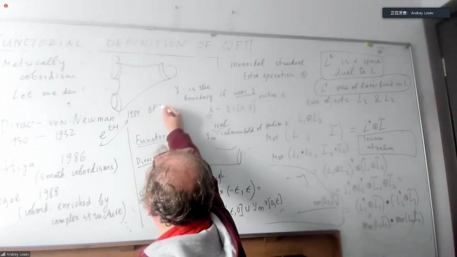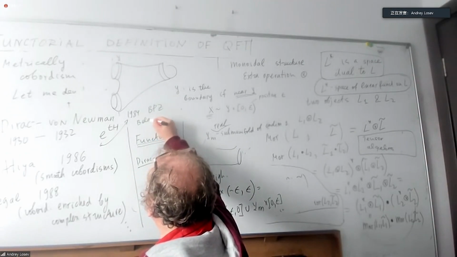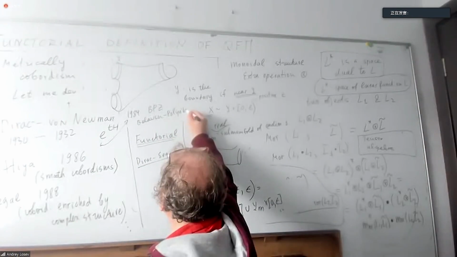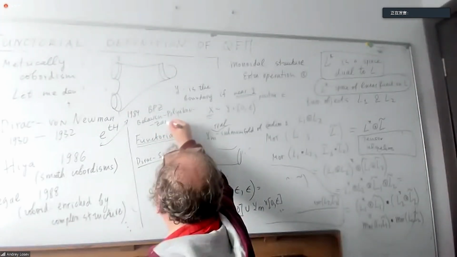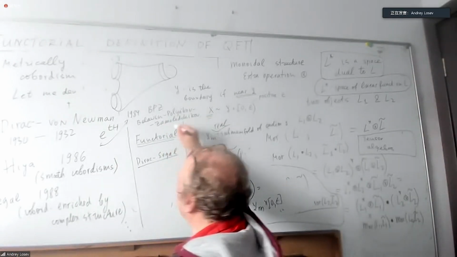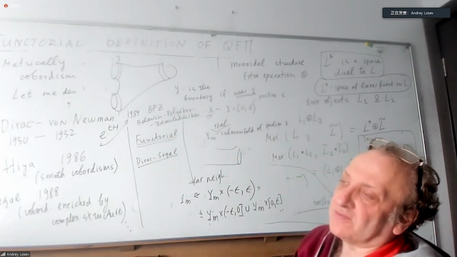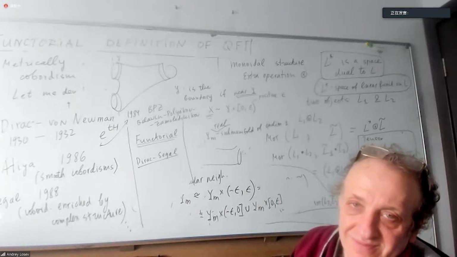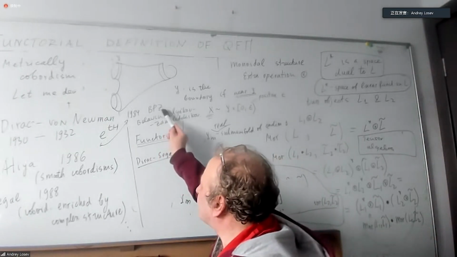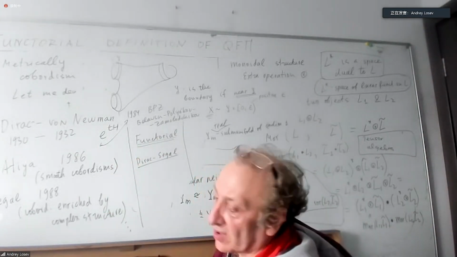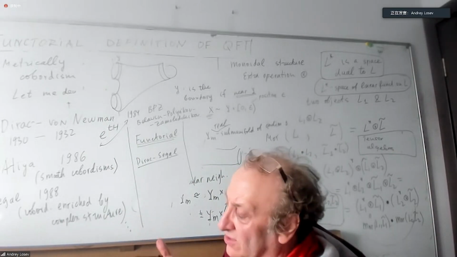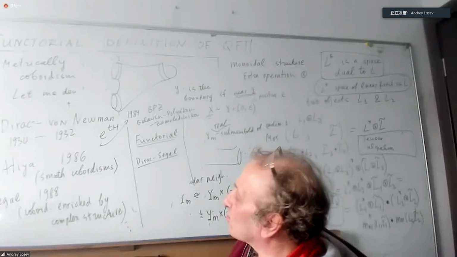It is BPZ, Belavin, Polyakov, Zamolodchikov. By the way, Zamolodchikov just received the Breakthrough Prize. The same Zamolodchikov. So they created the BPZ axioms of conformal field theory. You may try to understand these axioms in the form of special cobordism.